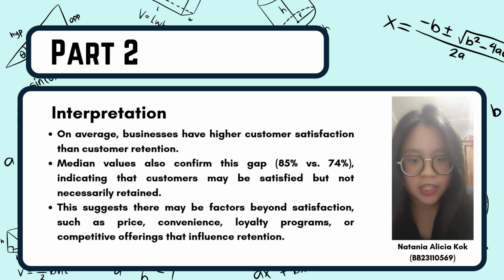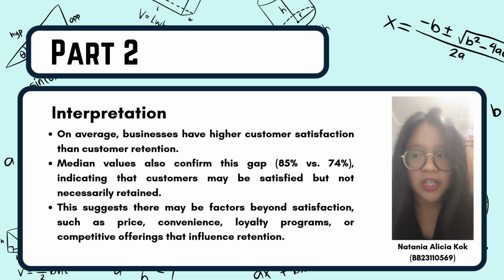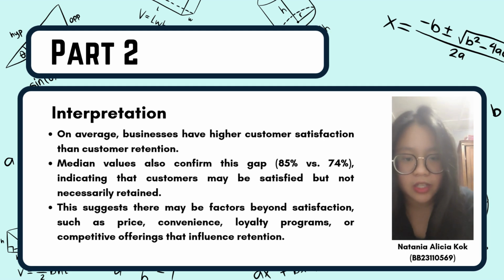So from all of this gathered data, what does it mean? On average, businesses have higher customer satisfaction than customer retention based on the data that we have collected. Median values also confirm this gap, which is 85% compared to 74%, indicating that customers may be satisfied but not necessarily retained. This suggests that there may be other factors besides satisfaction, such as price, convenience, loyalty programs, or competitive offerings that influence retention. In other words, satisfaction doesn't always guarantee loyalty when it comes to businesses.